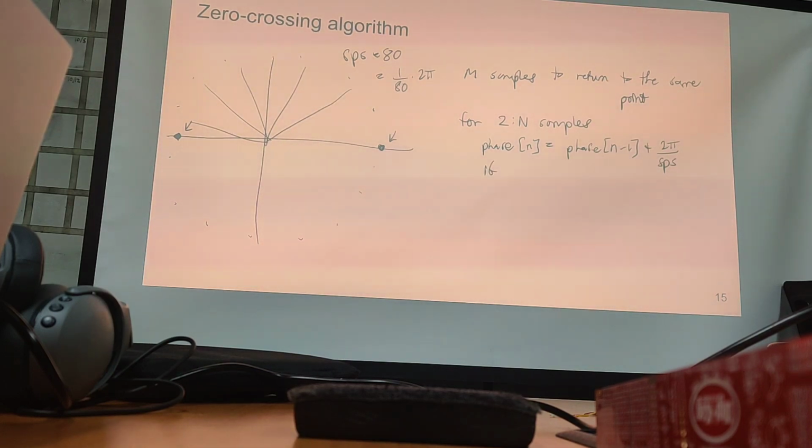And then if the phase at n is basically within some margin of pi, so say maybe this will be our margin, because it's never perfectly going to be at pi, then we're going to... it's negative. Okay, if the phase at the current sample value lies within the margin.